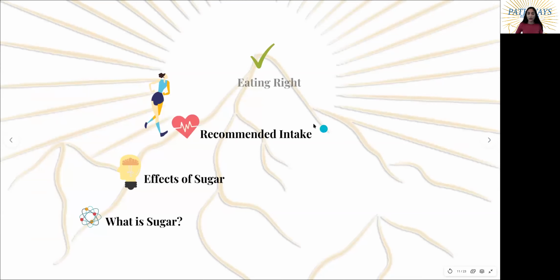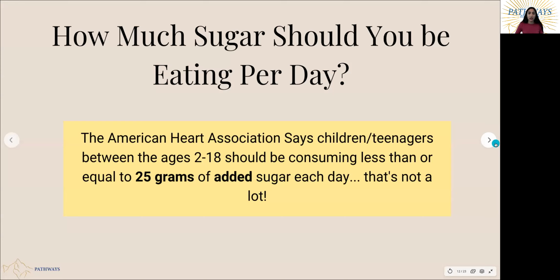So what is the recommended intake? If we know that sugar can do good things for us, but it can also do bad things for us, what do doctors say we should eat? So how much sugar should you be eating per day? Well, the American Heart Association says that children and teenagers between the ages of 2 and 18 should be consuming less than or equal to 25 grams of added sugar each day.